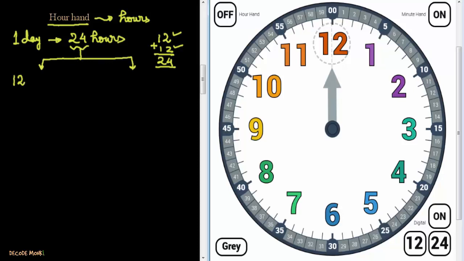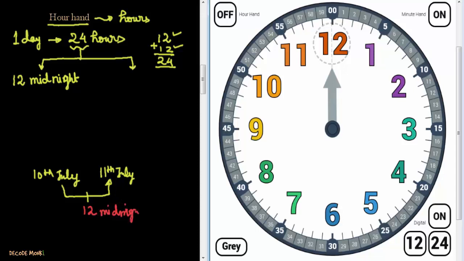A particular day starts at 12 midnight. When your clock rings 12 o'clock in the midnight, you may be sleeping during that time. The date changes from today to tomorrow, or from one day to the next day. Suppose today's date is 10th July of some year, then it will change to 11th July at what instant of time? At exactly 12 midnight. So the day changes at 12 midnight.